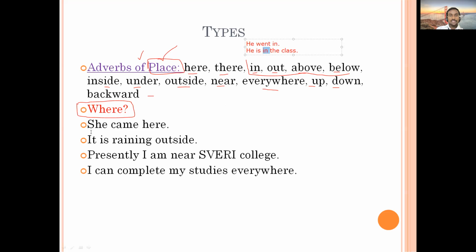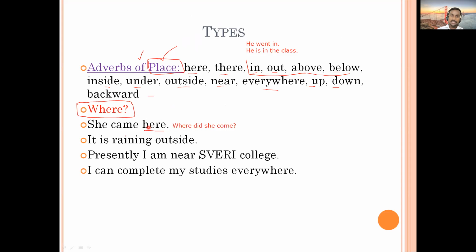Then let's see some examples which are mentioned here. She came here. So when you're talking about the adverb of place, you will get the word here. And if you make a question for this sentence, it can be like this: where did she come? And for this answer you are going to get here: she came here. So here is adverb of place.